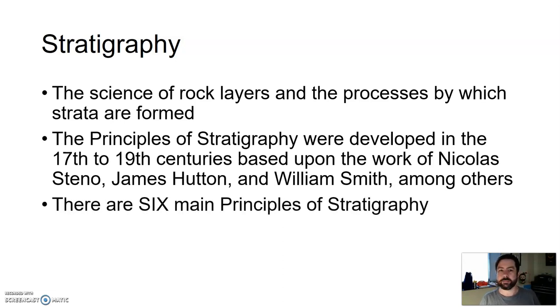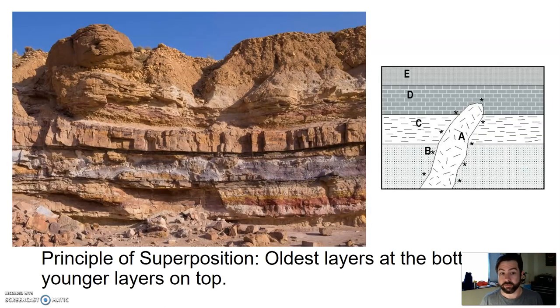And there are 6 main principles of stratigraphy, 6 rules. And if we follow these rules, we can recreate the geologic past just by looking at the layers or strata of rock. The first principle is the principle of superposition, meaning the oldest layers are at the bottom, the youngest layers are at the top.